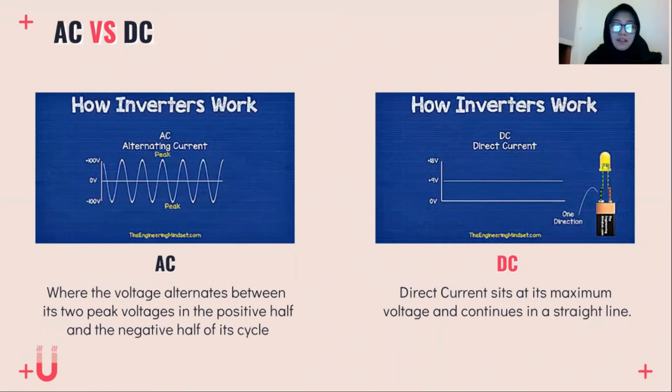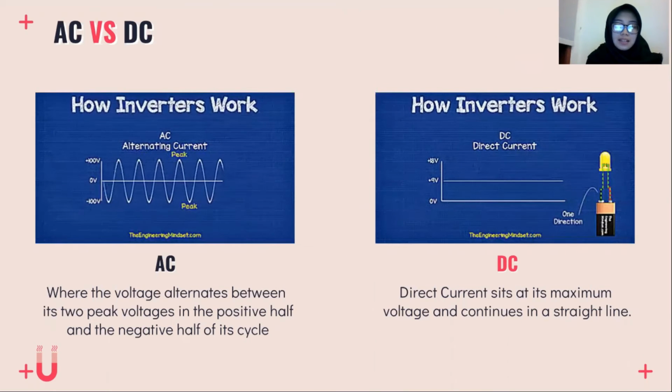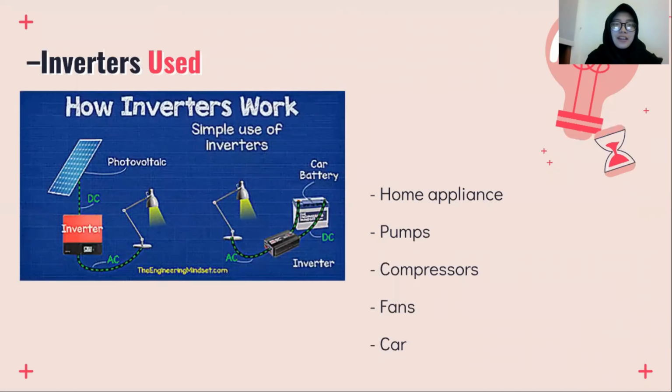An inverter is simply a converter from DC to AC, and this is a useful invention. You can also convert from AC to DC using a rectifier, and it's common to find both of these in some devices. Where are inverters used? You can use inverters in home applications such as pumps and compressors, and also in fans, and also in a car battery.